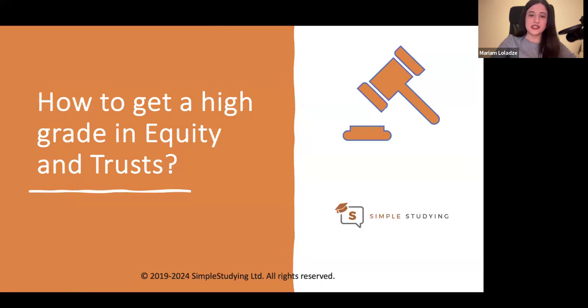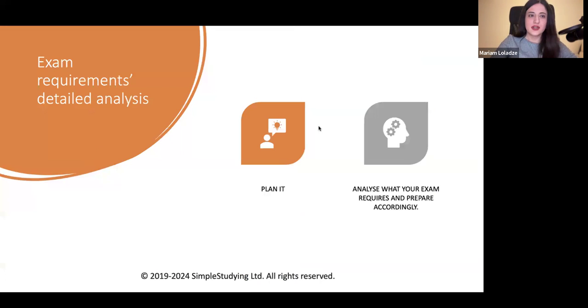How to get a high grade in equity and trusts. First of all, it is very important that you analyze your exam requirements. You need to plan your revision very carefully.